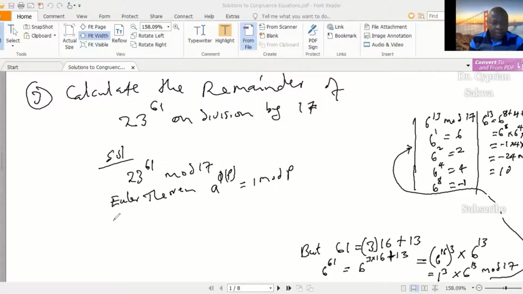Let me first reduce this. Because I know that 23 raised to 61, we had done this and the remainder of 23 would be 6. It would be 6 raised to 61. We had already reached here. This is smaller, so I'd be using this, and I want to use Euler's theorem here. φ(17) is 16.